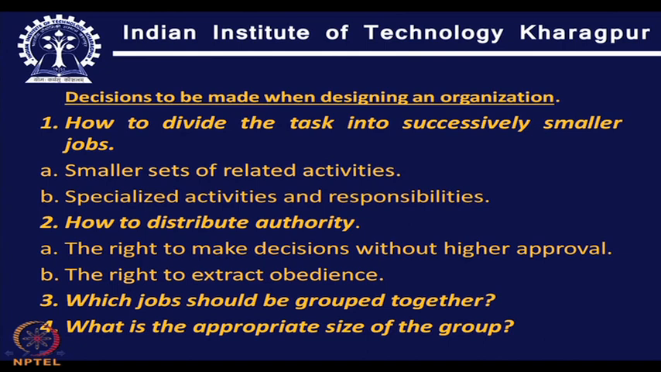When we are talking of jobs being grouped together, what is the appropriate size of the group? What will be the span of control, what will be the number of people working together as peers, and which types of jobs will be grouped together? These are some of the questions relevant when we are talking of designing an organization. Organizational design is faced by certain challenges, which are called design challenges. Now we will try to find out some of these design challenges and how to deal with them.